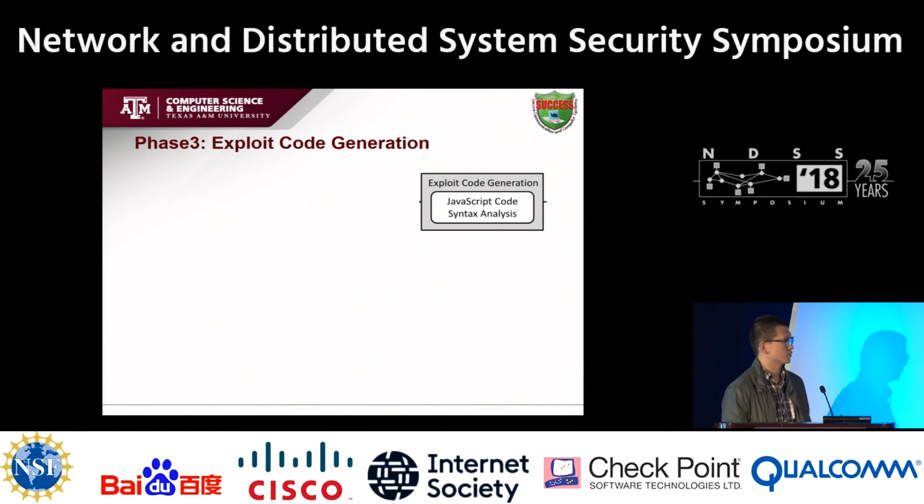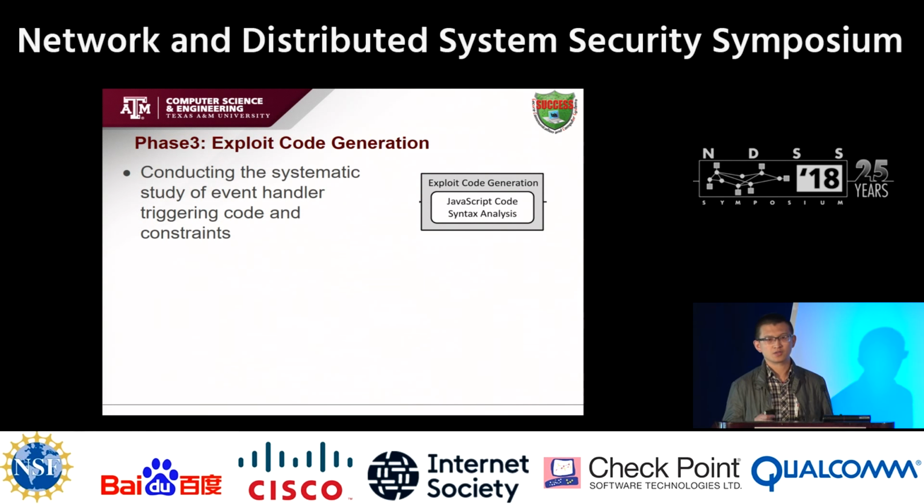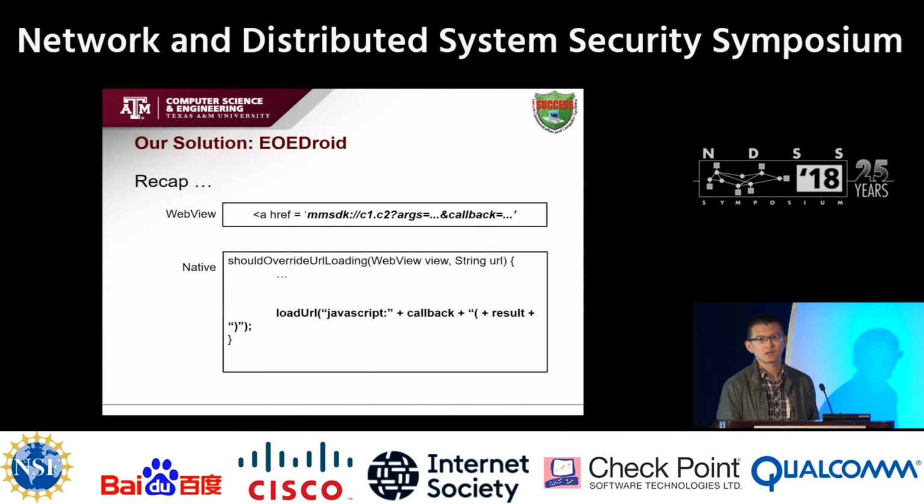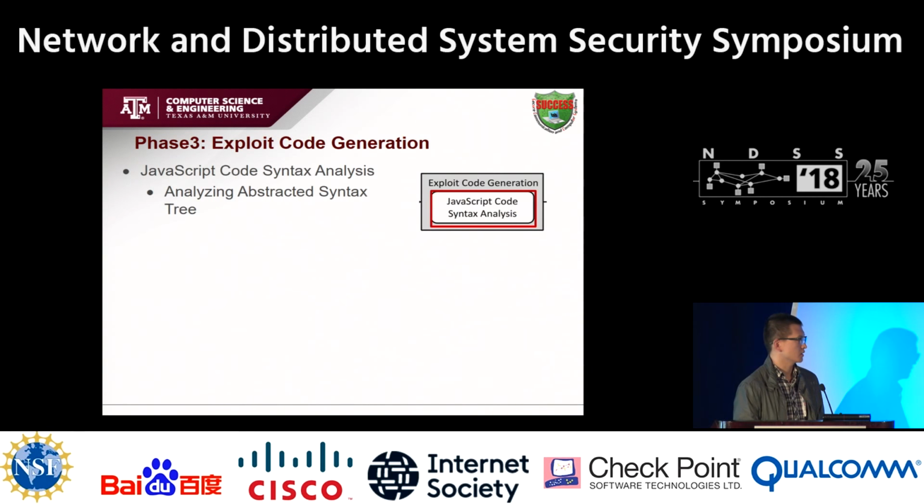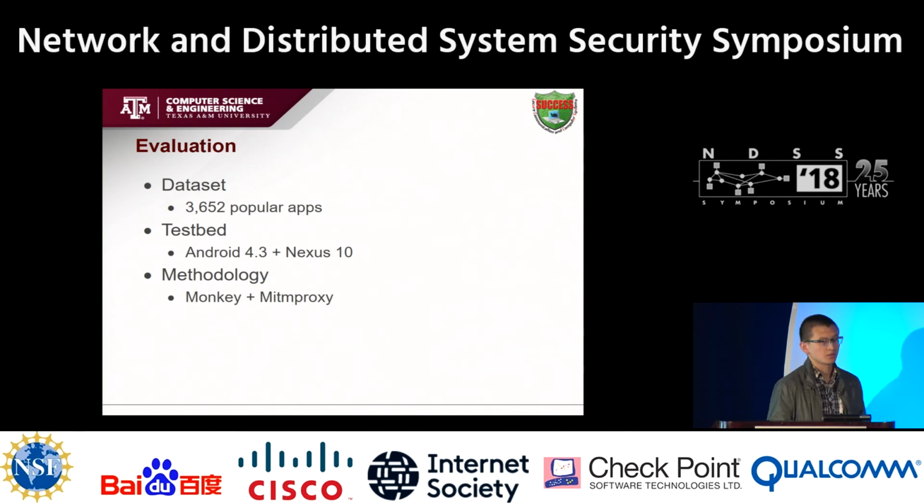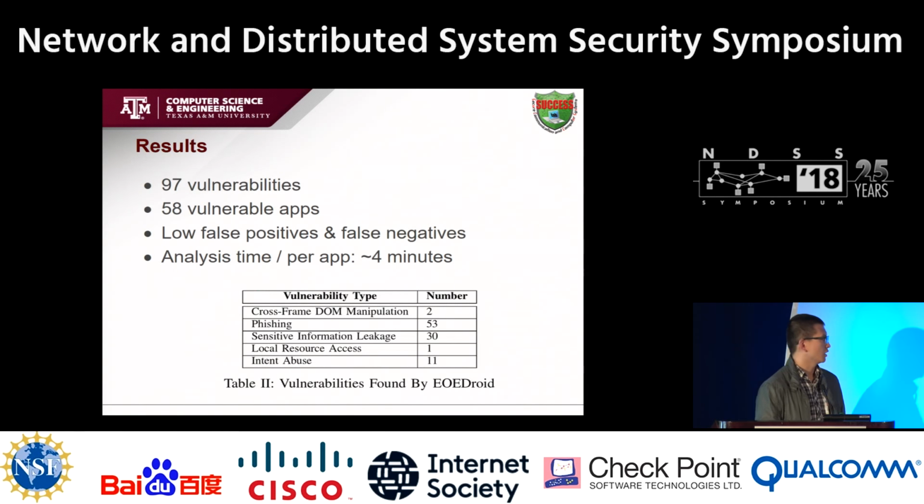And in the last stage, to generate the event exploit code, we conducted a very systematic study about how to trigger event handlers and how to transfer data from web space to the native space. And finally, we also need to analyze the JavaScript code to generate this callback function automatically. Here we just simply use syntax analysis to generate an AST tree and generate the code. And for the results, we evaluated our system on almost 3,000 applications and found almost 100 vulnerabilities. And this table shows more details.